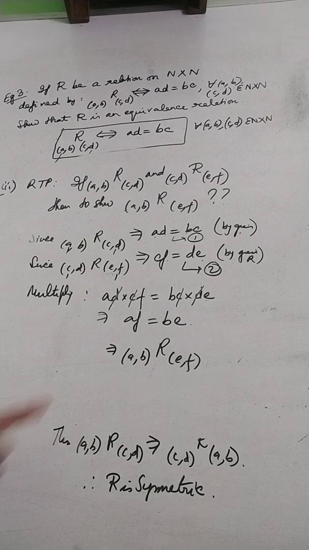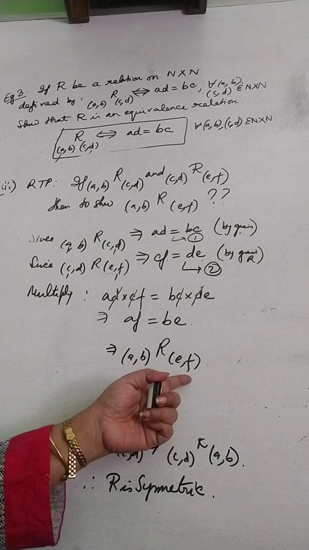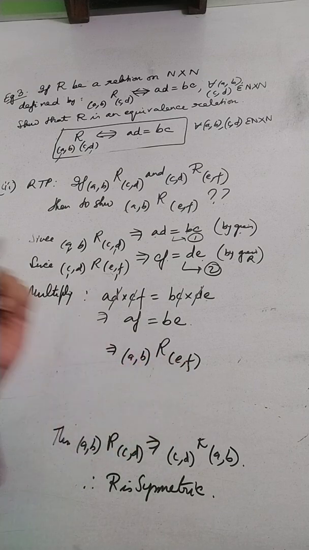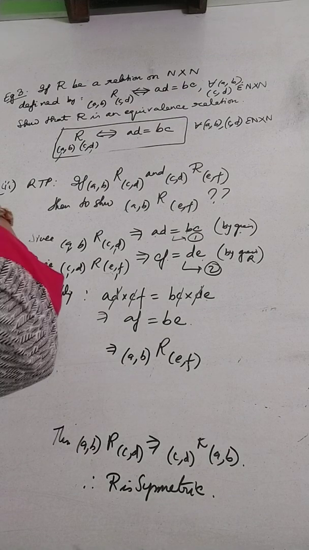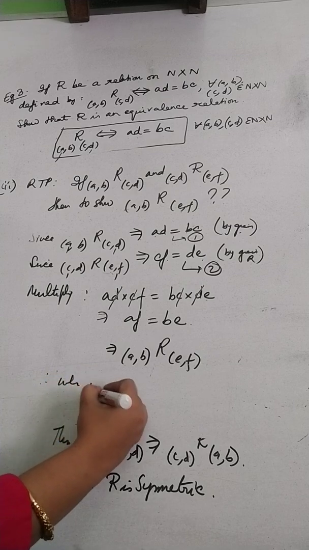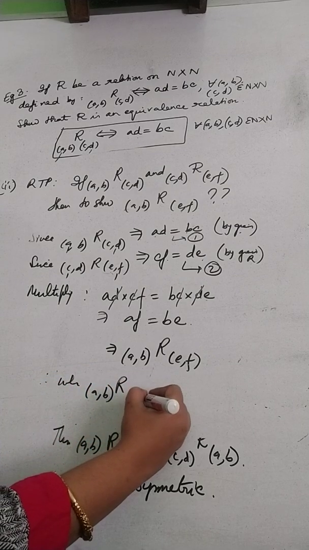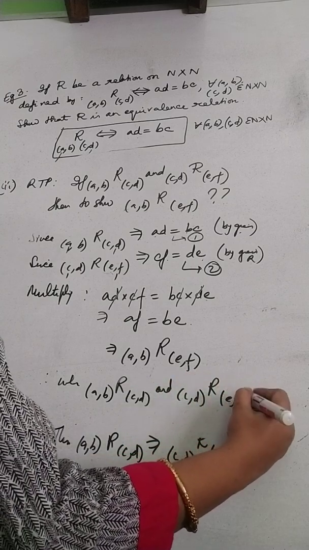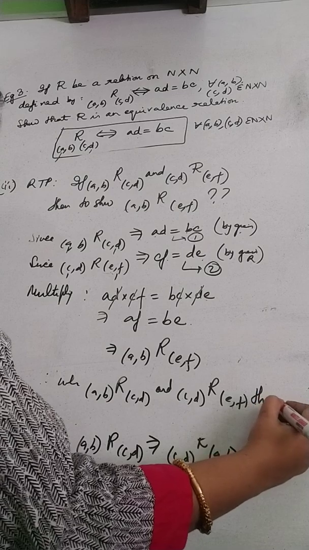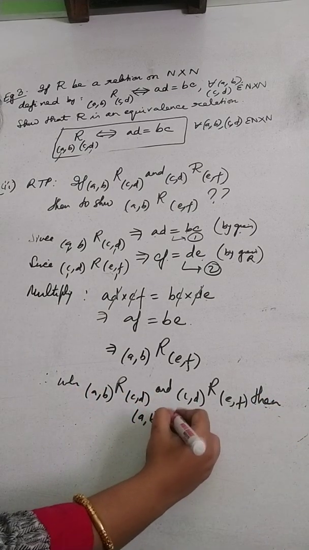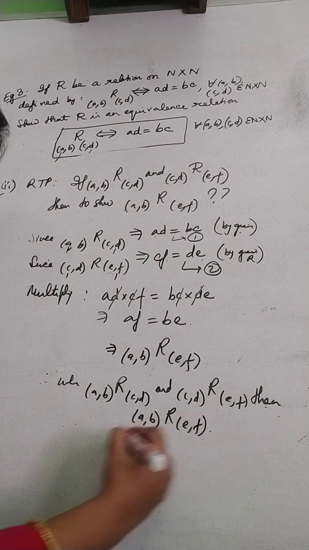Check and see. Conversely, if AB is related to EF, then what equation should it satisfy? It should satisfy the fact that AF is equal to BE, and that is what I have obtained here. So it is correct. Therefore, what will I write? When AB is related to CD and CD is related to EF, then AB is related to EF. This is what I have obtained.